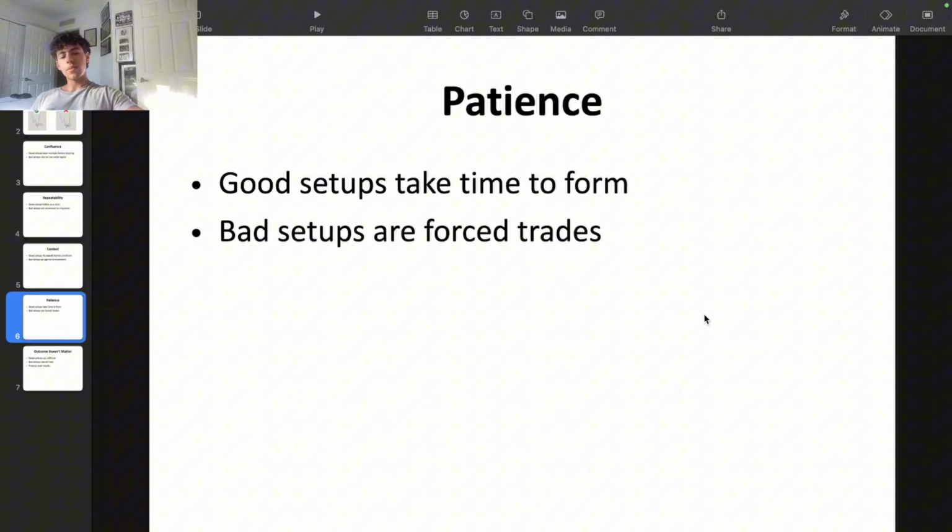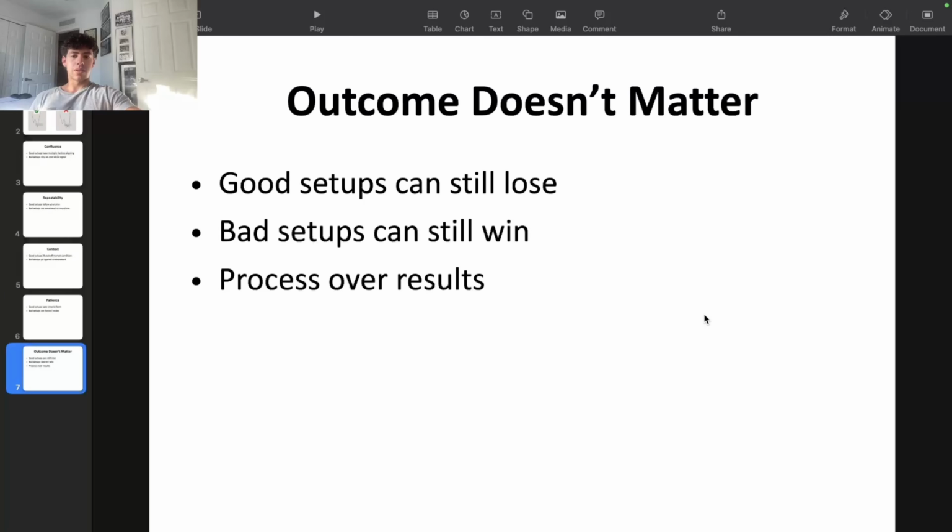Okay? Last, outcome doesn't matter. Good setups can still lose, bad setups can still win, process over results. What does this mean? Very simple. It just means, yes, although your bad setups can still win, everything can still win. It's all a statistics game, it's a probability game. You have a chance of winning within a bad setup. You also have a chance of losing within a good setup.